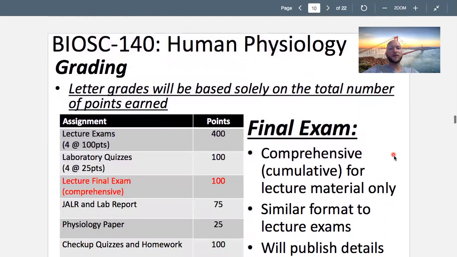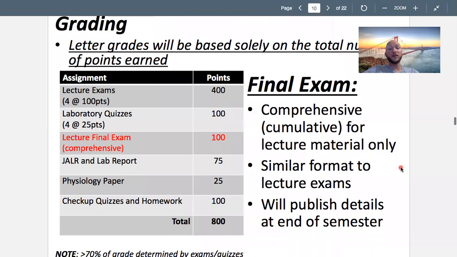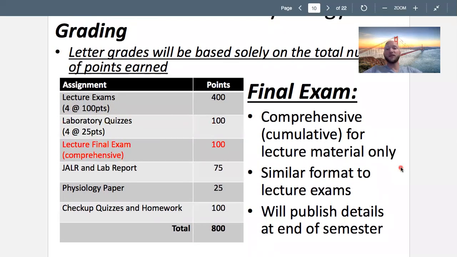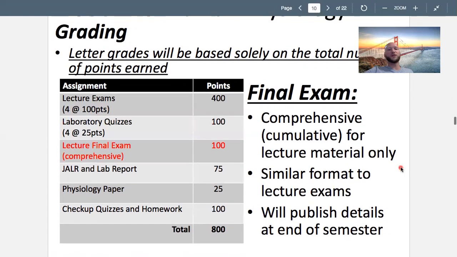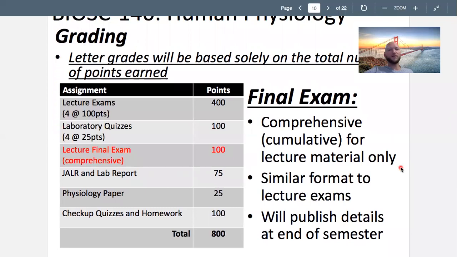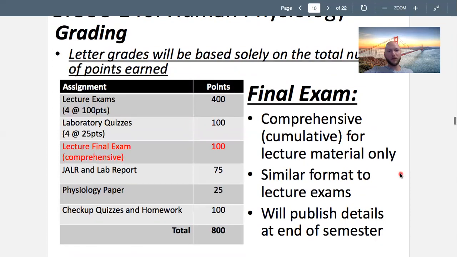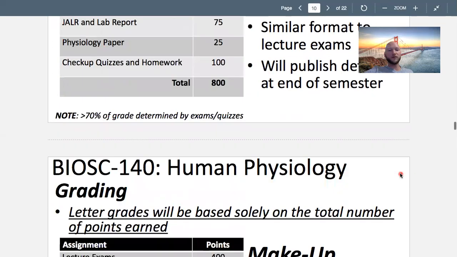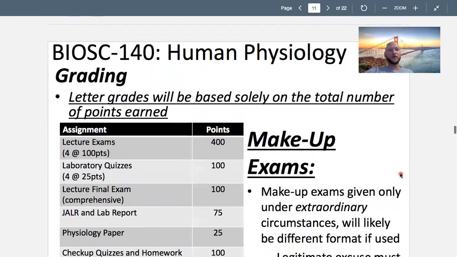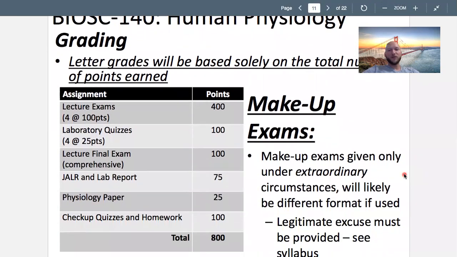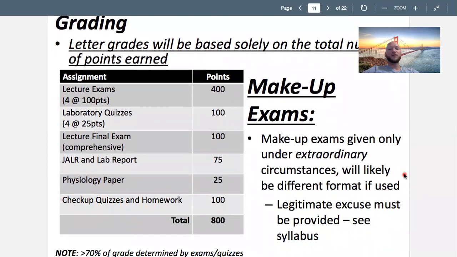All right, final exam. It's comprehensive. Same format as the lectures. The comprehensive final is lecture material only. 100 points. Makeup exams will only be given under extraordinary circumstances. I do not anticipate giving any makeup exams this semester.